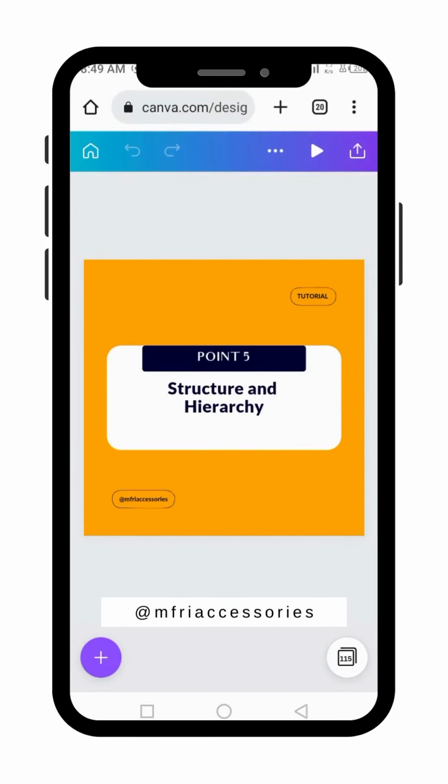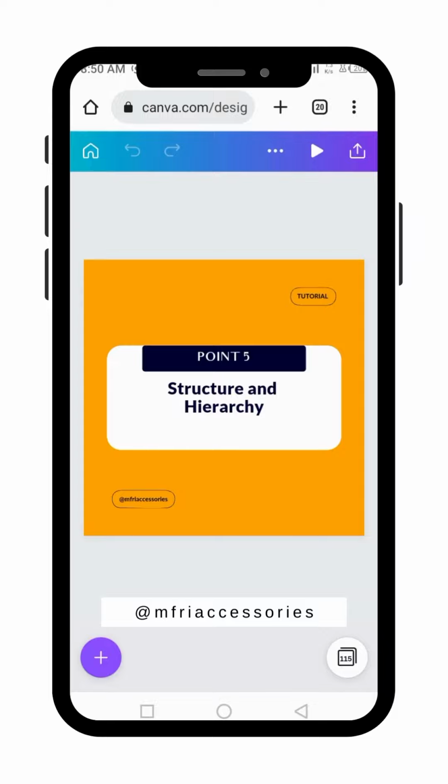Yeah, the last point on my list here is structure and hierarchy. So what do I mean by this? What this basically means is that your design should have structure, just the way you are looking at this design right now. There is a tutorial by the side. There are free accessories down by the left. That is the structure that I have given to this design.